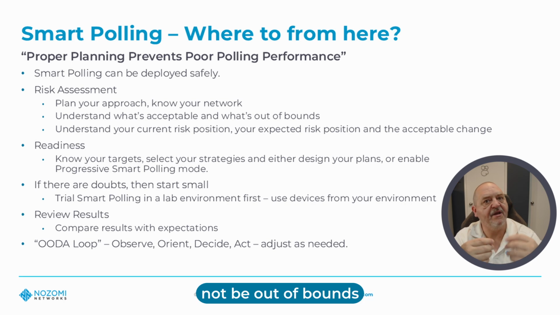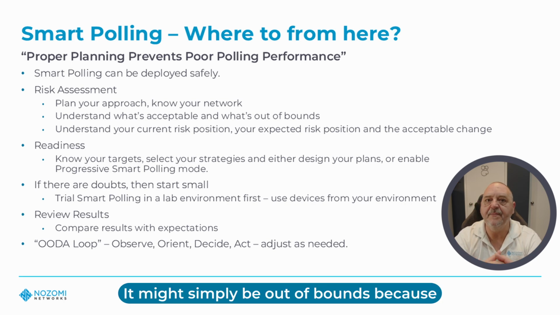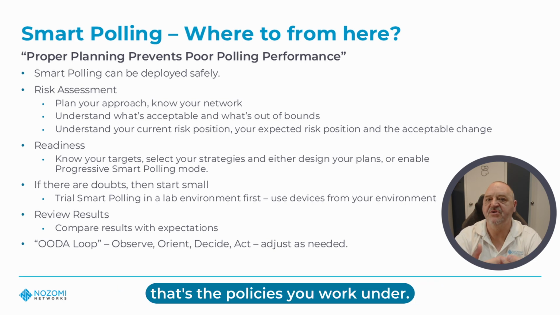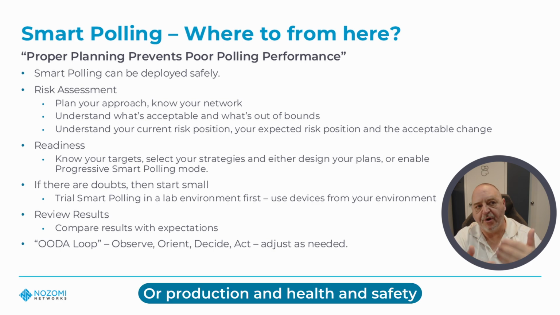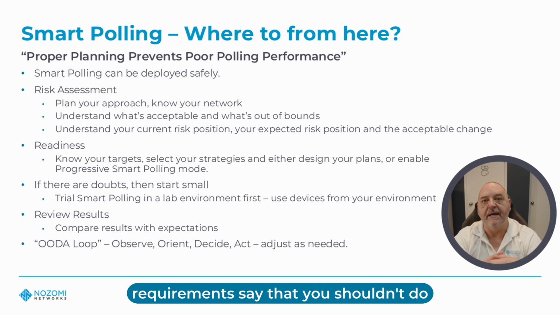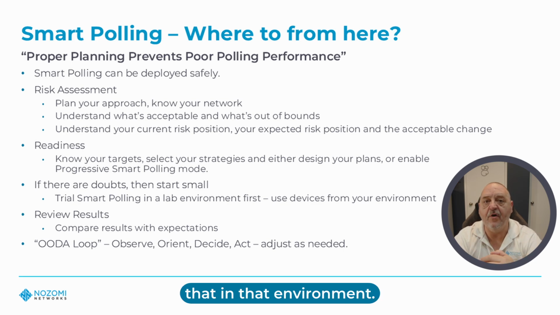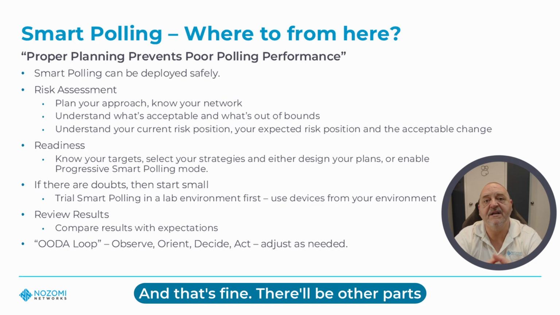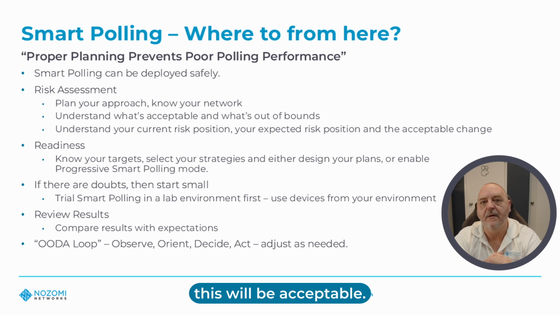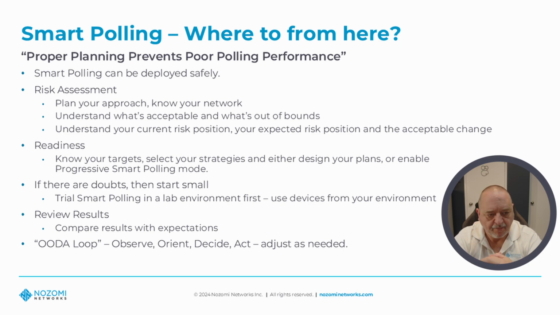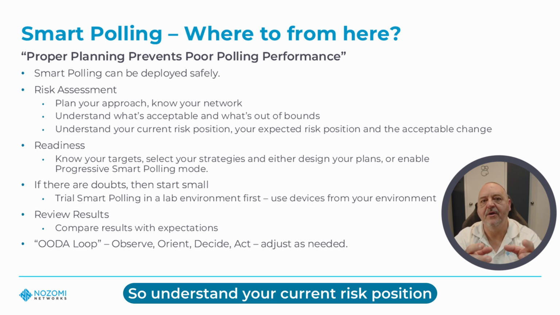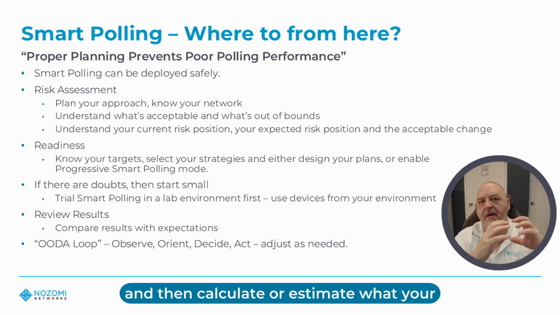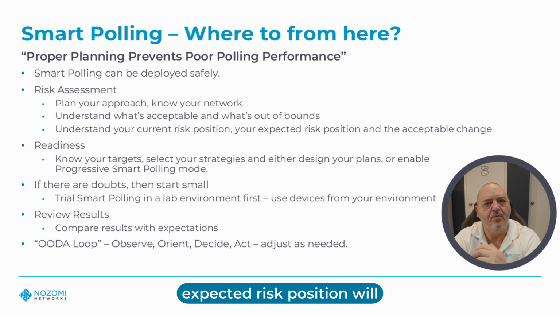And it may not be out of bounds for a technical reason. It might simply be out of bounds because that's the policies you work under, or production and health and safety requirements say that you can't or you shouldn't do that in that environment, and that's fine. There'll be other parts of your environment where this will be acceptable. So understand your current risk position, and then calculate or estimate what your expected risk position will be with smart polling enabled.